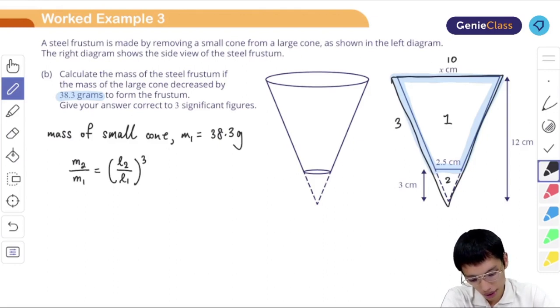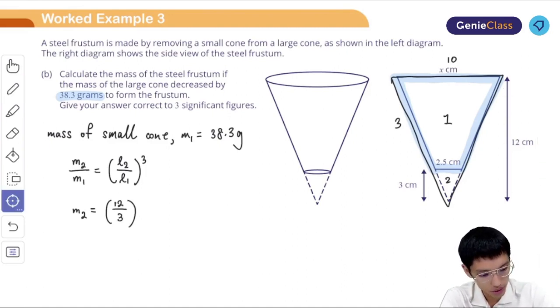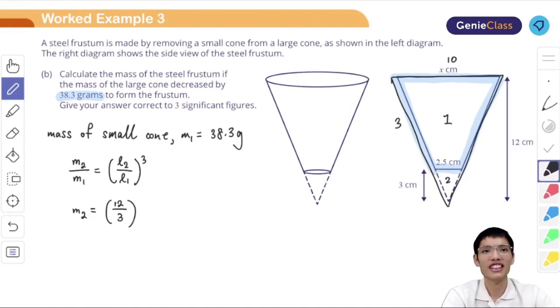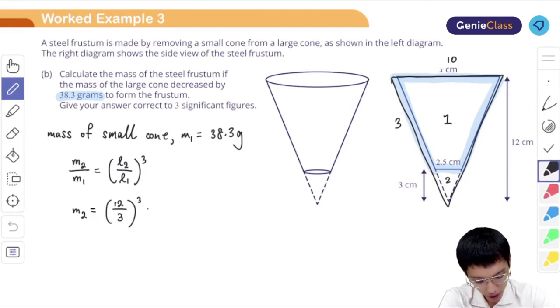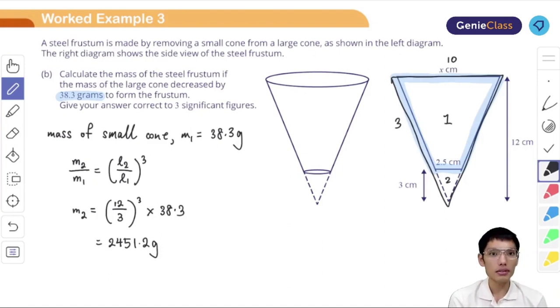Okay, so if I want to solve, I'm solving for M2 now. So I have 12 over 3. I'm just using one side over here, so 12 over 3. Take note over there, alright? Multiply by 38.3. Take your calculator, press, you're going to get 2451.2 gram. Now, is this my final answer?